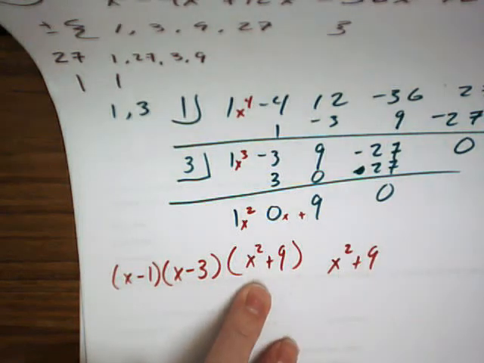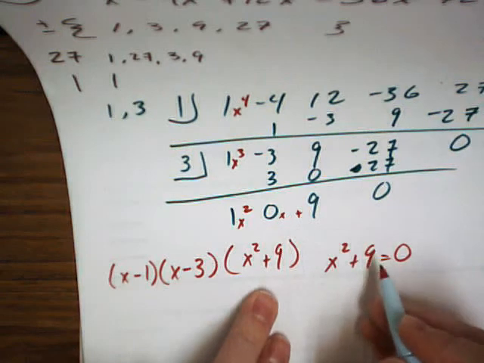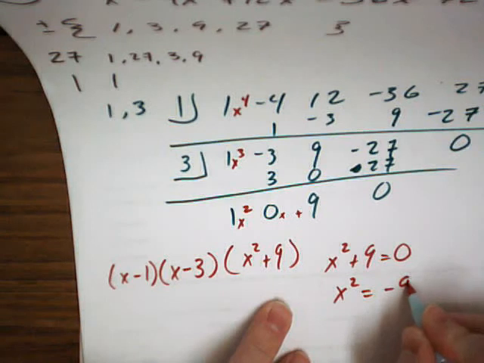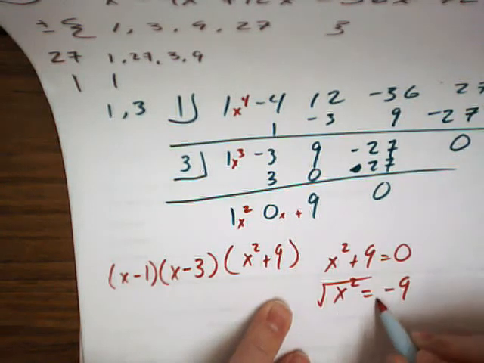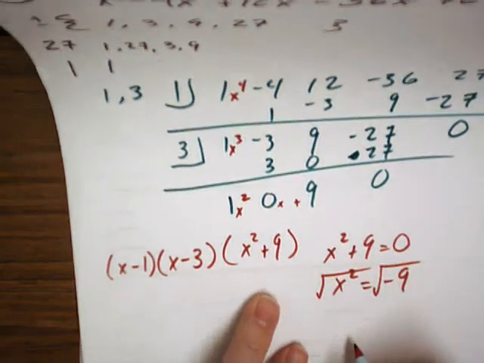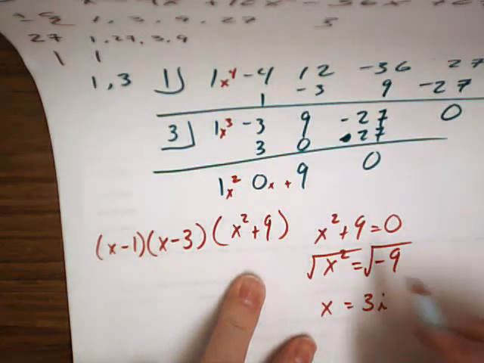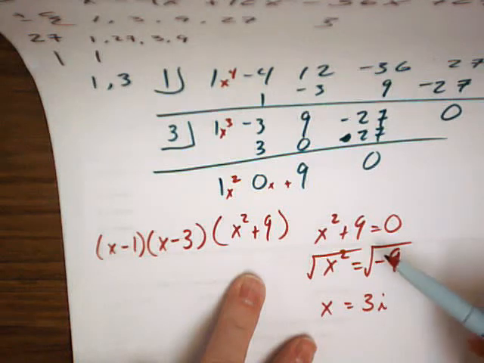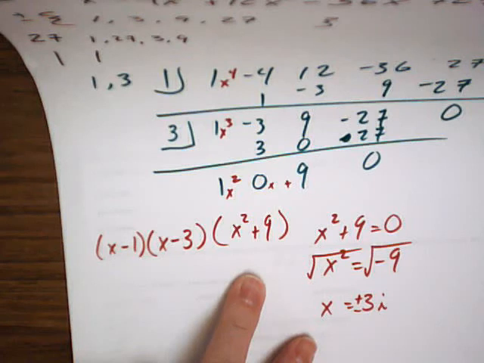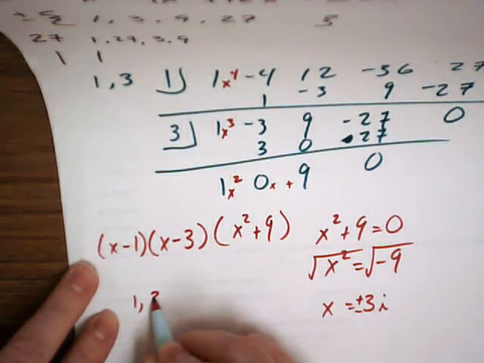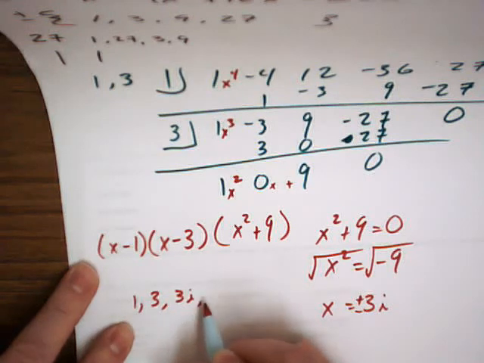But I want to find the zeros, which are x-intercepts, so I set it equal to 0. So I take this last part and set it equal to 0. And it's much easier just to move this over. And when you do, we figured out why we couldn't see any more, because that's an imaginary number. And when you take the square root, you always do plus minus. So your x-intercepts were 1, 3, 3i, and -3i.